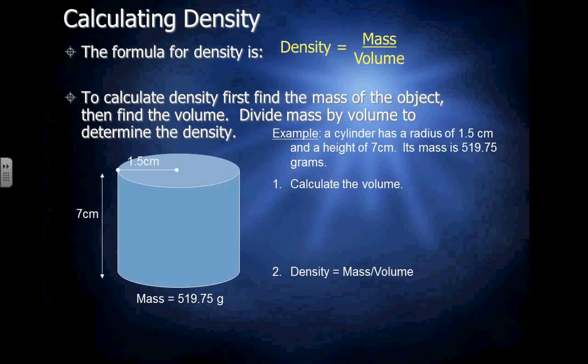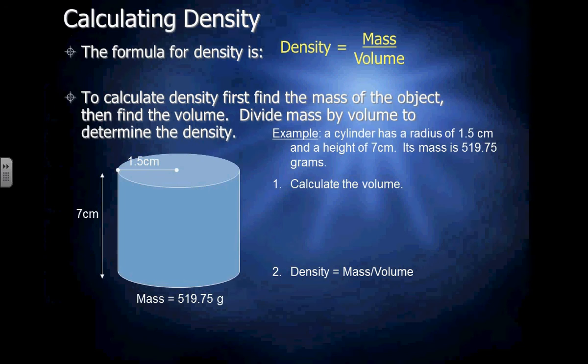All right, start with volume. So what do we have here? What's our formula? Jonathan? Pi times radius squared times height. Pi times radius squared times height. What is the radius, Jonathan? 1.5. Okay, the height? 7 centimeters.